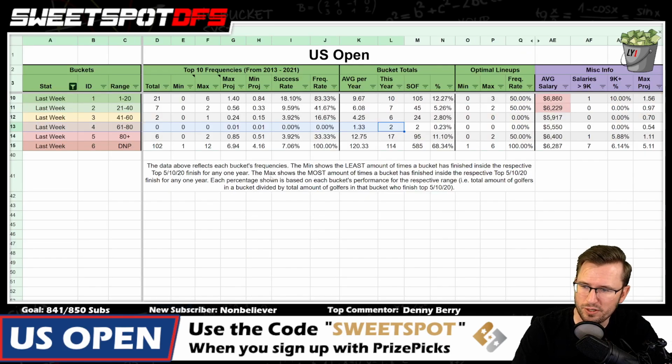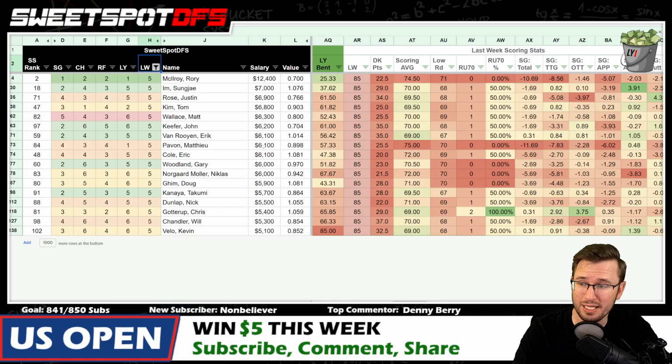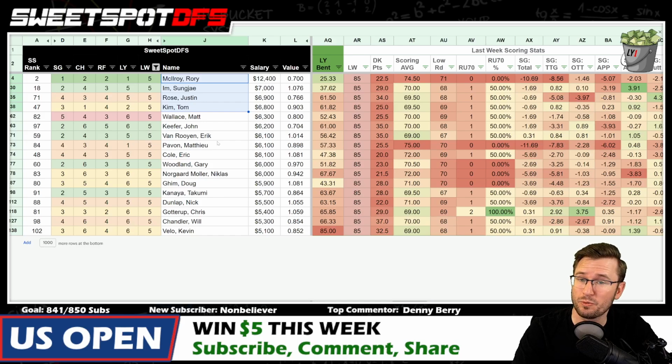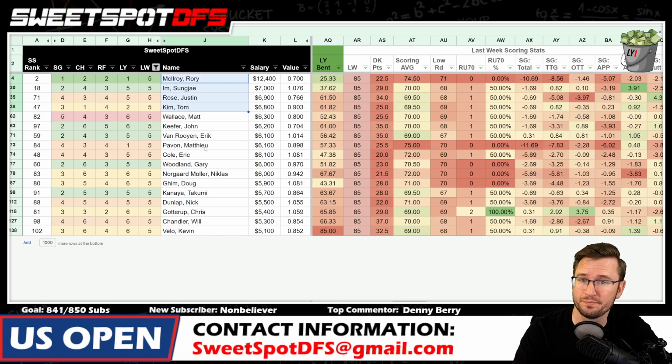I'll load up the last week 5s, and this is a 0 to 2 bucket as well, with 17 golfers representing this bucket, including Rory McIlroy, Sung Jae Im, Justin Rose, and Tom Kim. So this bucket is a projected 0 to 2. If you needed a reason not to play Rory McIlroy, maybe this is your reason. Now, if you do want to play Rory McIlroy, I would probably skip out on the rest of these golfers. You have up to 1 more you can choose from. Don't play more than 2.